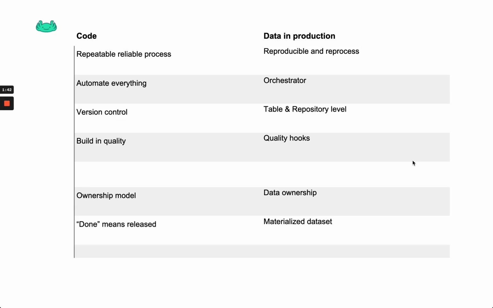With code, we want to build in quality. So for data, we have a relatively new concept that is on the rise in the market, and we see more and more companies implementing that. And these are quality hooks or quality gates. So inside my production, in between the different phases of my ETL, I can have my quality hooks. Ownership model. In the data space, we have data ownership. So different folks are responsible for different tables. I don't know if you have that in your organization. If you do, give thumbs up.